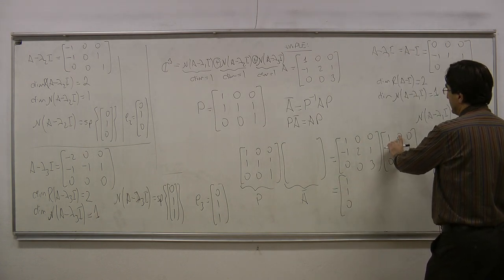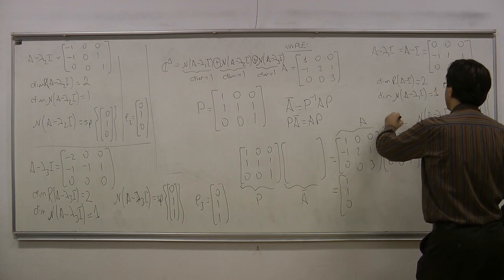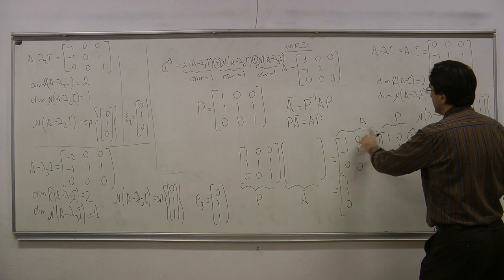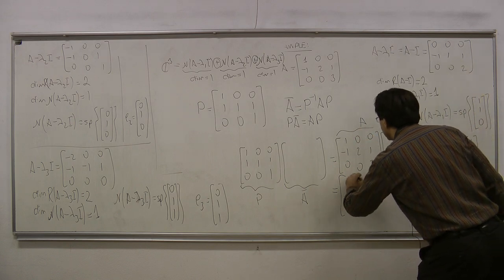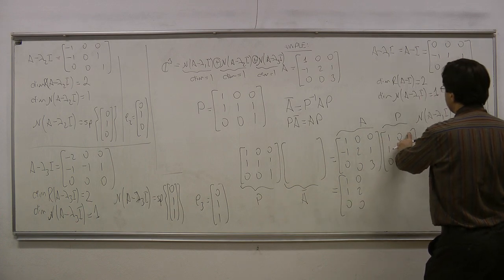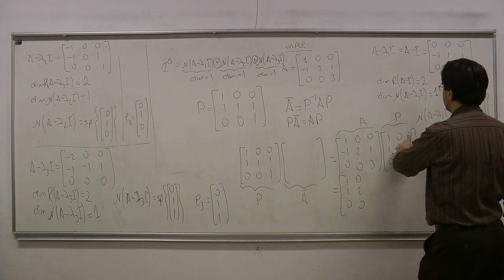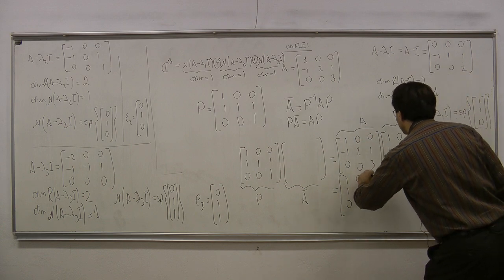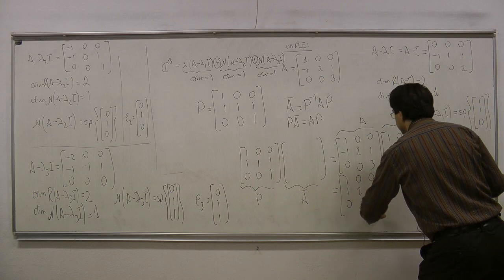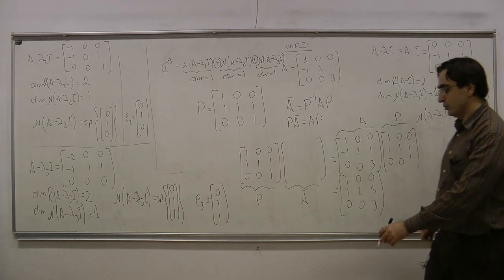And if I multiply this matrix A, this is A, and this is my P. If I multiply A with the second column, I will take the second column of A, 0, 2, 0. And if I multiply A with the third column here, I will sum the last two columns, 0, 3, 3. Okay? Now here is what I'm going to do.